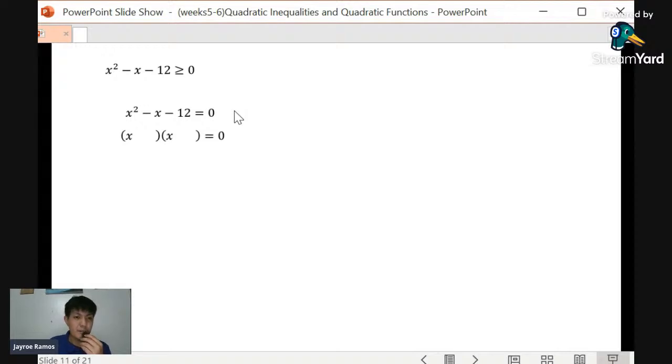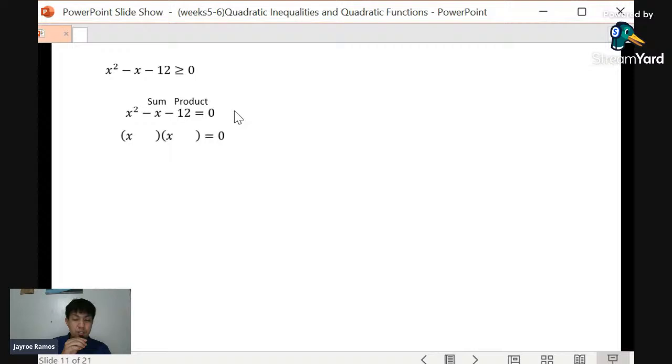And then of course, there are blanks here or missing parts. So gagamitan ulit natin ang sum and product technique. Ang sum dito, paano yan? Walang number. Pag wala pong number, ibig sabihin ang katabi ng variable ay 1. Automatic po yun. But specifically, dahil minus x yan, ang sum natin ay negative 1. And then ang ating product ay negative 12. So ano kaya yung dalawang number? Kapag pinag-add mo ay negative 1, kapag pinag-multiply mo ay negative 12. So what are the two numbers?